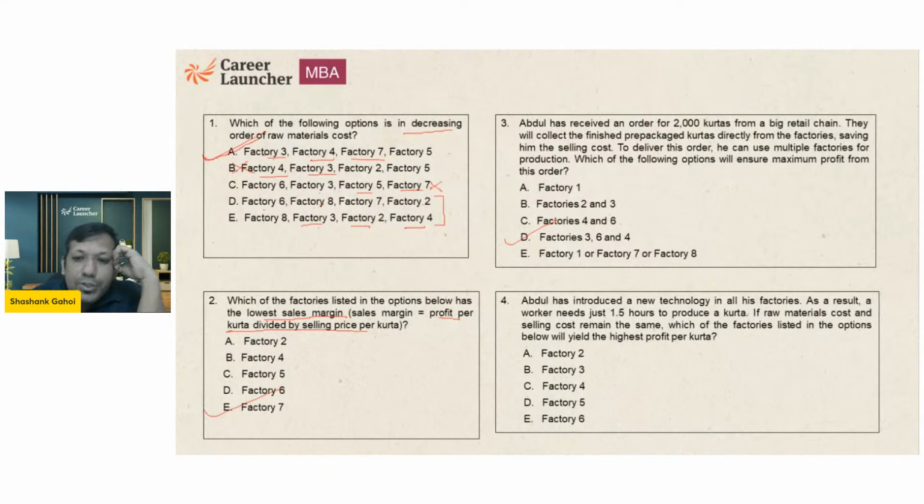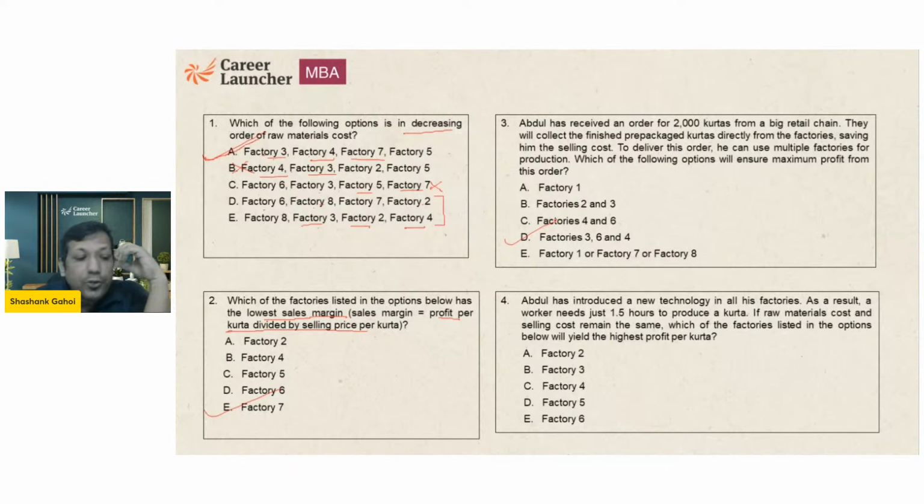Abdul has introduced a new technology in all his factories. As a result, a worker needs 1.5 hours to produce a kurta. If raw material cost and selling cost remain the same, which of the following factories listed in the options below will yield the highest profit per kurta?